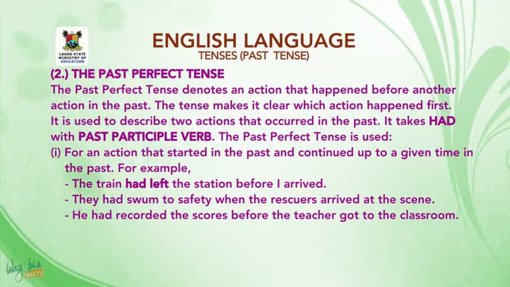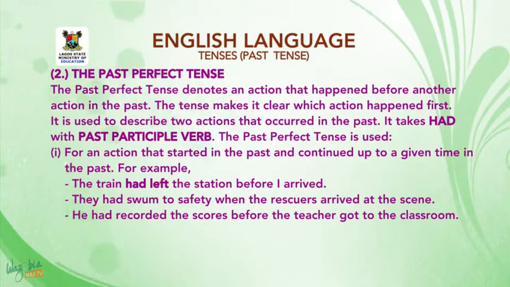The past perfect tense. Let me quickly define what we call the past perfect tense. The past perfect tense denotes an action that happened before another action in the past. The tense makes it clear which action happened first. It is used to describe two actions that occurred in the past. It takes had with past participle verb.